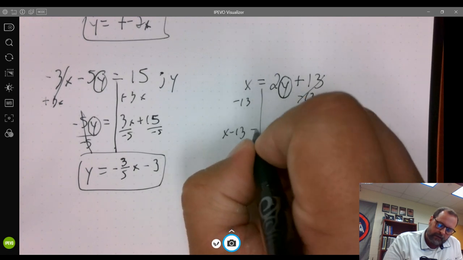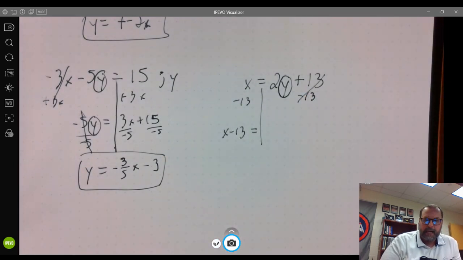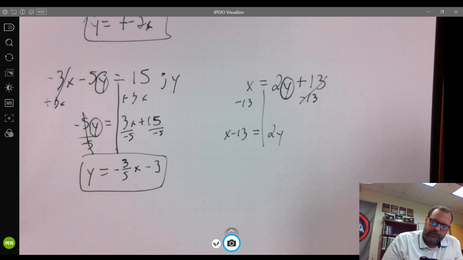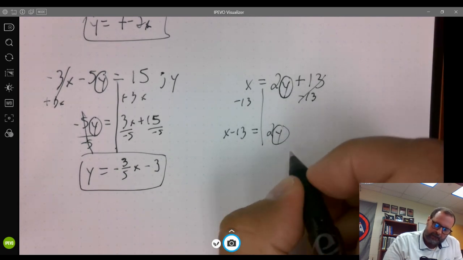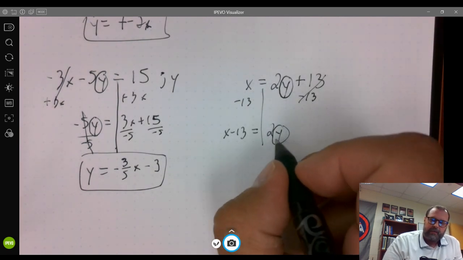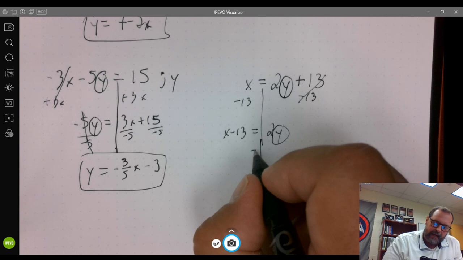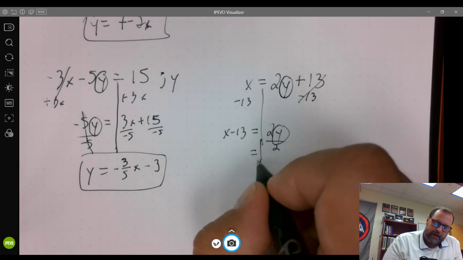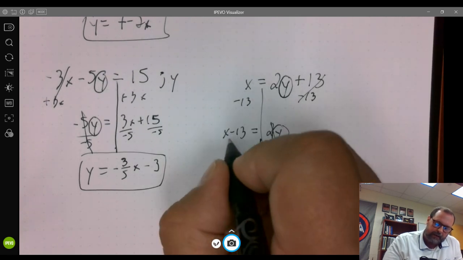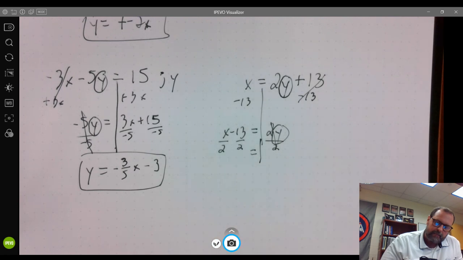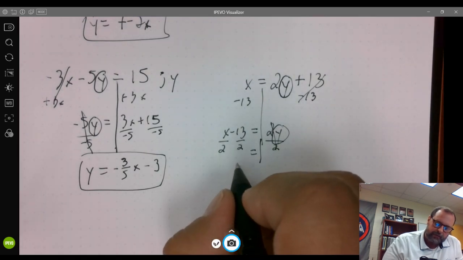Well, what is x minus 13? X minus 13, literally, because there's nothing else to combine there. They're not like terms. And that equals 2y. Y still not by itself. So I want to get y all by itself. Well, how are they attached? It's attached by multiplication, so I need to divide, but I'm just going to divide each thing individually.